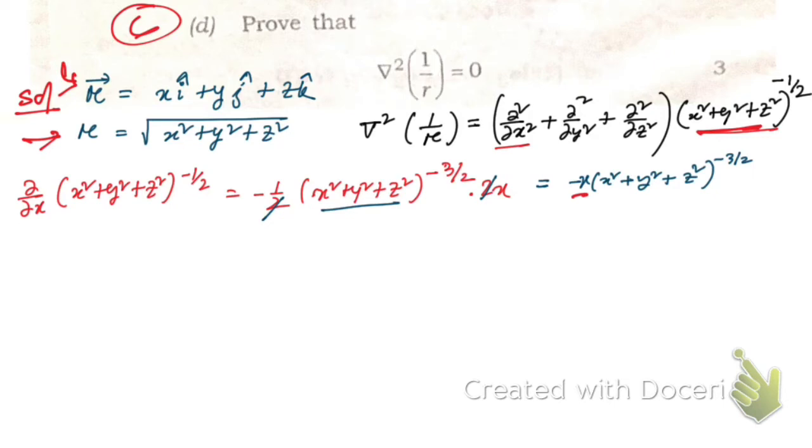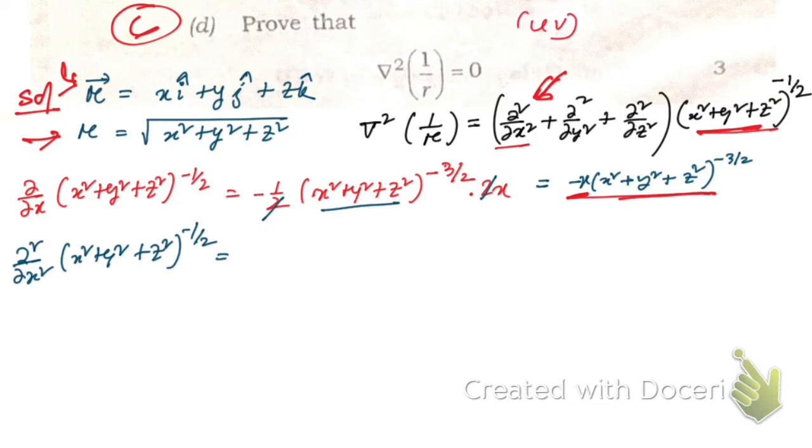Now if you differentiate it again, in order to find the second order derivative, you have to consider this minus x as u and this part as v. We are going to use the product rule. The derivative of u into v is u times the derivative of v plus v times the derivative of u.